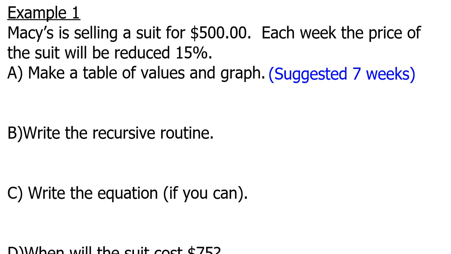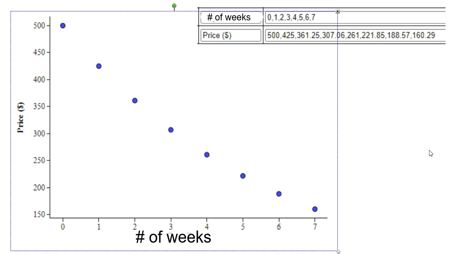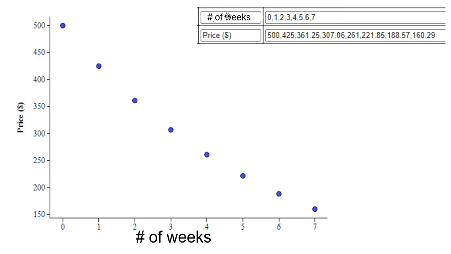So what I did to expedite the matter is I went to my applet, I put in the first 7 weeks here, for 7 weeks after the sale started, and the price of the suits. And so here's my data here. And so this would be the original price of the suit, right? And the 7 weeks after that it's been on sale.